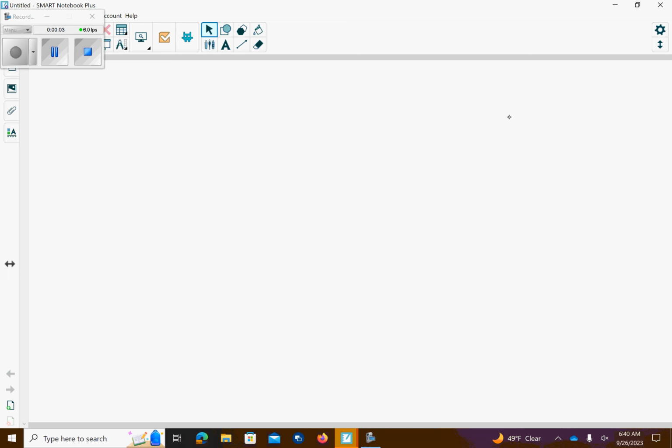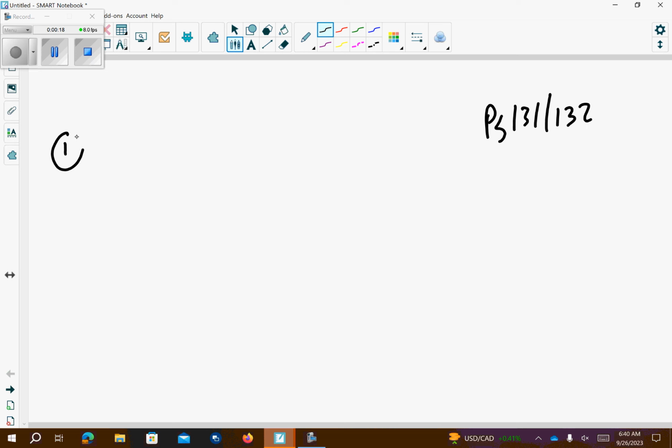Stats, though, this is the homework from page 131, 132, and then we'll go into the lecture. All right, so the first couple, we want to kind of draw what something like 0.95 would look like. That's going to be pretty close to a straight line.